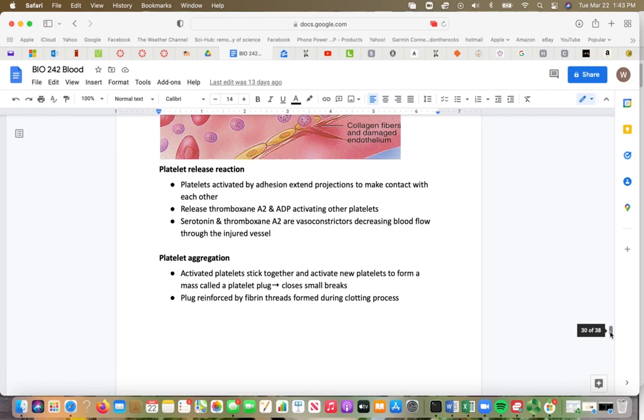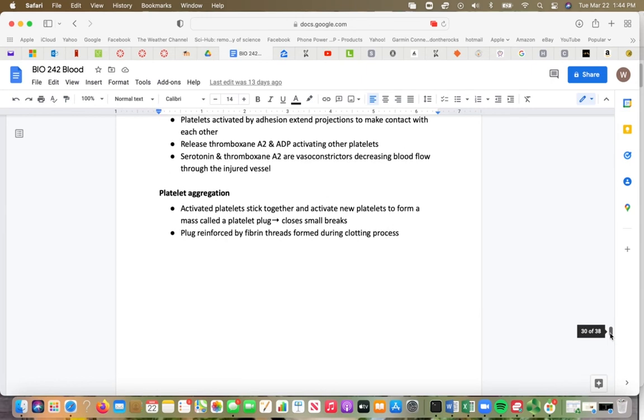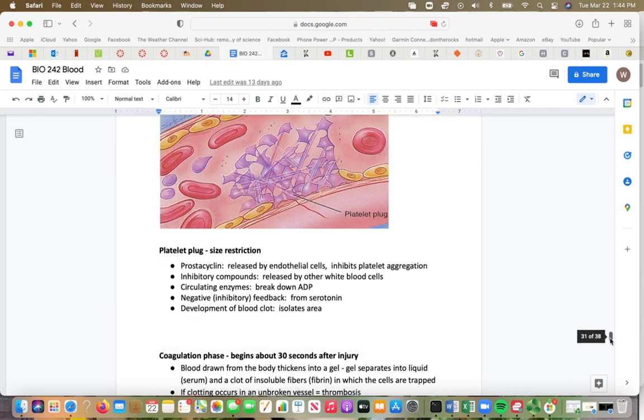You're going to release thromboxane A2 and ADP to activate other platelets. The serotonin and thromboxane are vasoconstrictors that help decrease blood flow through that injured vessel. So these become activated when you have the adhesion, and extended projections make contact with each other. So with platelet aggregation, those platelets stick together, help to activate new platelets, and make your plug to close off small breaks. And then this is reinforced by fibrin threads during the clotting process. So you've got your plug, and then you have these fibrin threads that are going to form in there to help reinforce that.